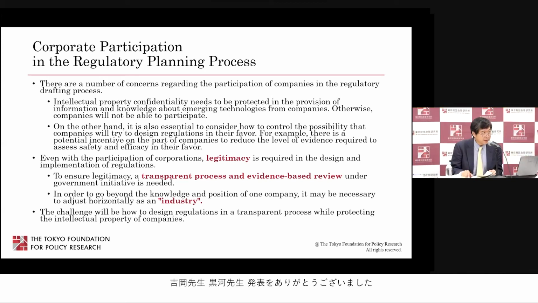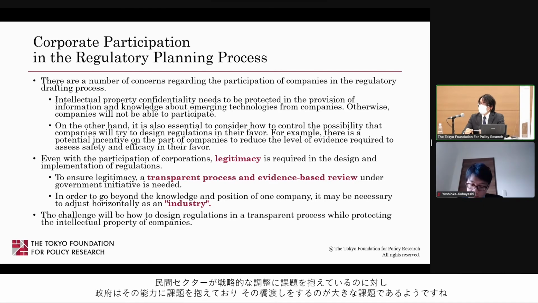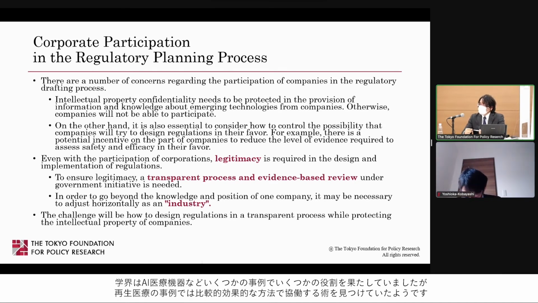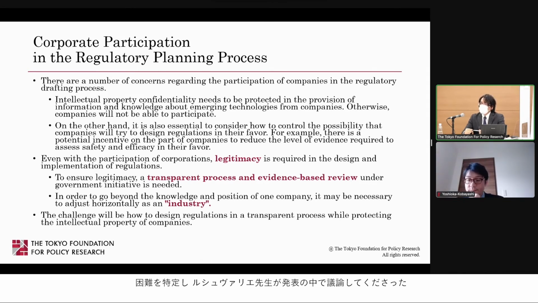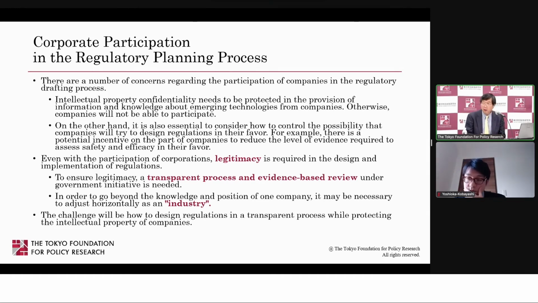Thank you very much, Yoshioka Sensei and Kurokawa Sensei, for giving us your talk. Hearing the overall structure, the private sector had difficulty with strategic coordination on the one hand, and the government also has difficulty about capability. So how to bridge that seems to be a big issue. And academia played some role in some cases, such as AI medical devices, but firms themselves collaborated in a relatively effective way in the case of regenerative medicine. So maybe it is very important to identify the difficulty and some good cases. Maybe that can be connected to the issue of the more general post-catch-up failure model of innovation, which was discussed by Professor Lechevalier. Okay, so thank you very much.